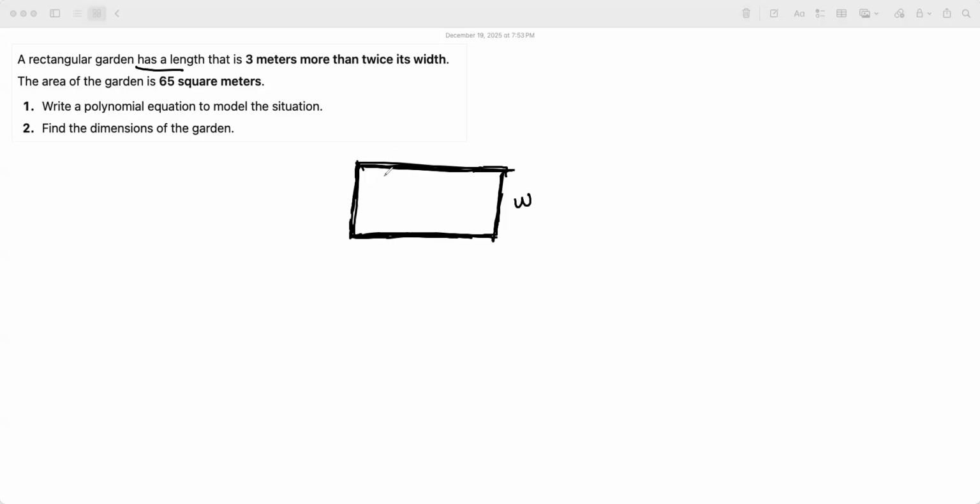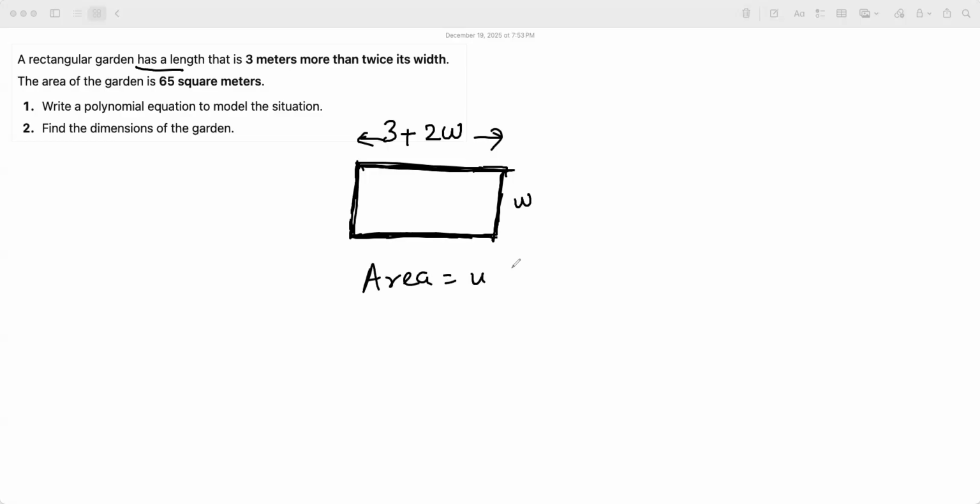You can't write. How can you write the system? Tell me. Oh, yeah, okay. Yeah, you write it as a system of equations, but can you substitute and tell me what is the polynomial? One side is 3 meters more than twice the width, right? That is the length. So now what is the area?